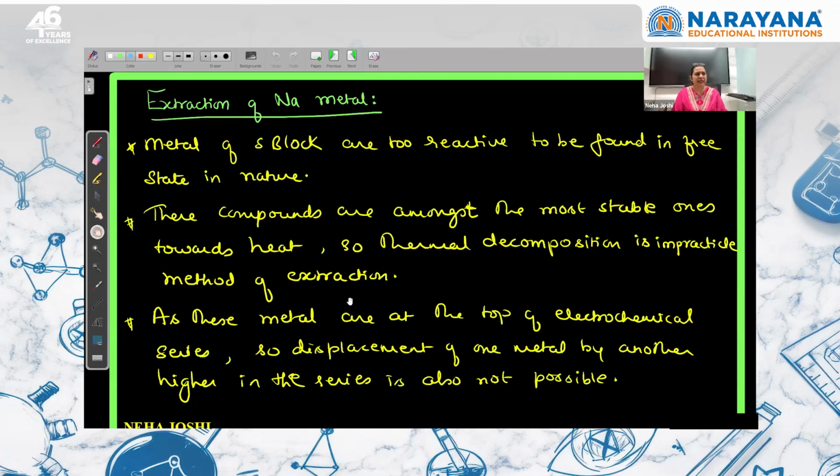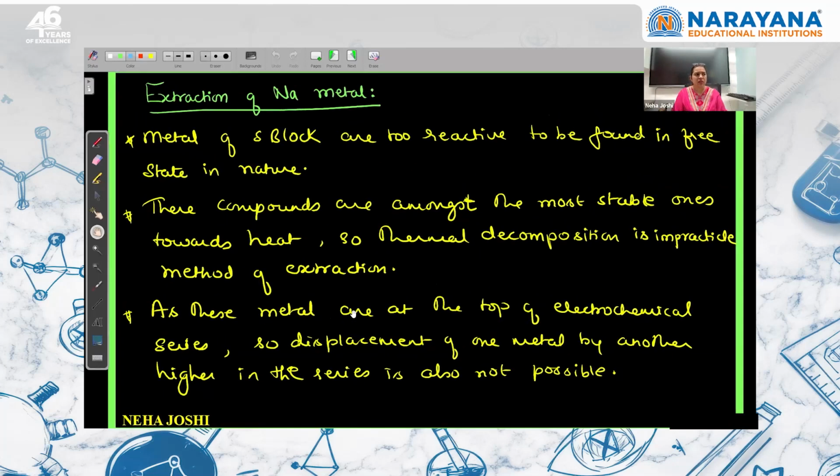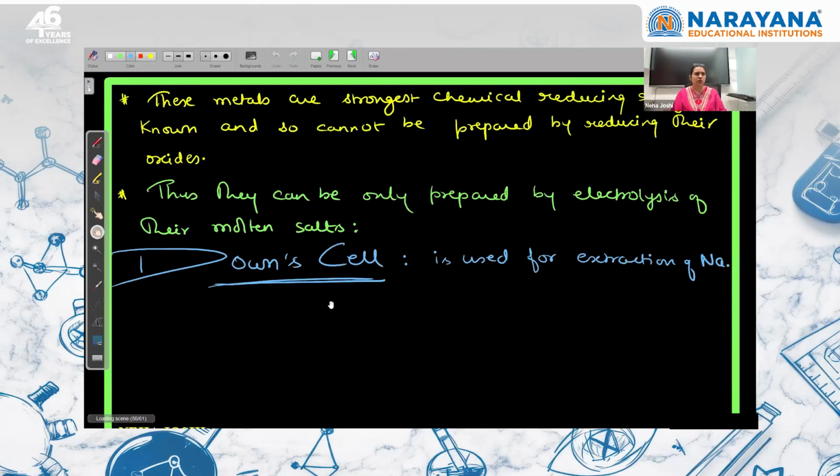Now, though directly it is not important as such, I just want to share a few things. It is very difficult to extract first group, second group metals from their salts or ores because they are highly reactive. Who will reduce them to their metallic state? No element. So practically they can be reduced to their metallic states only by electrolysis. And for sodium, we use something called Down cell.